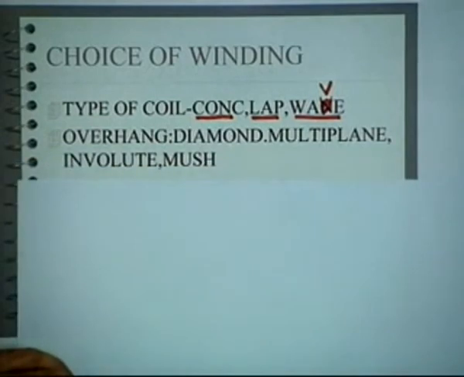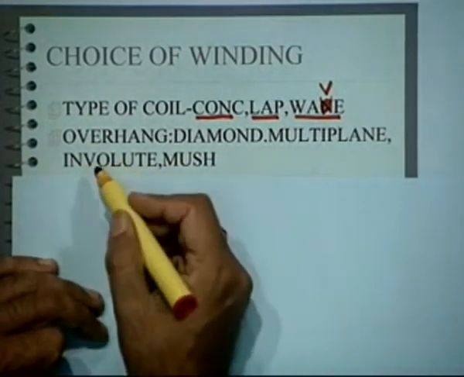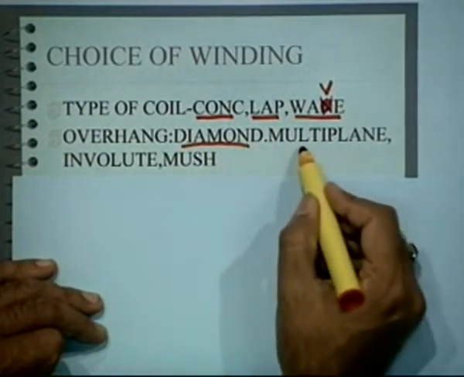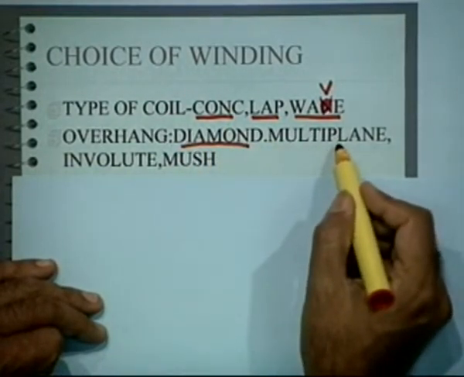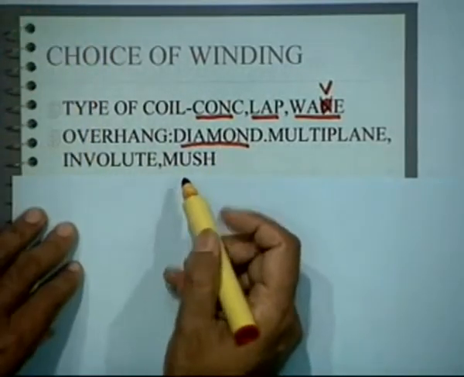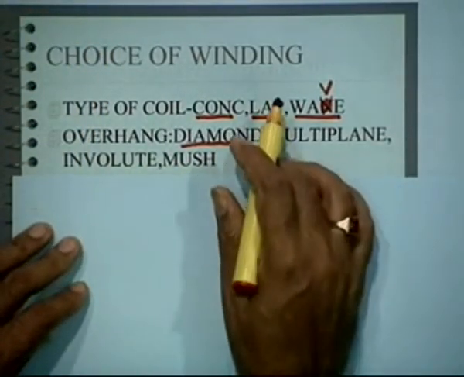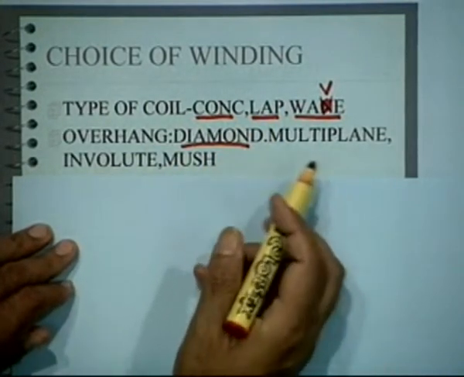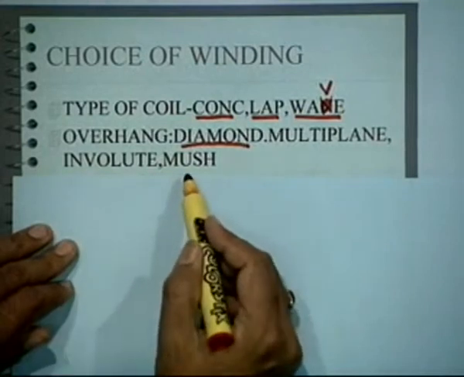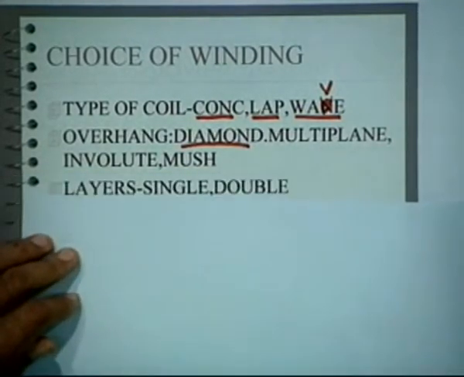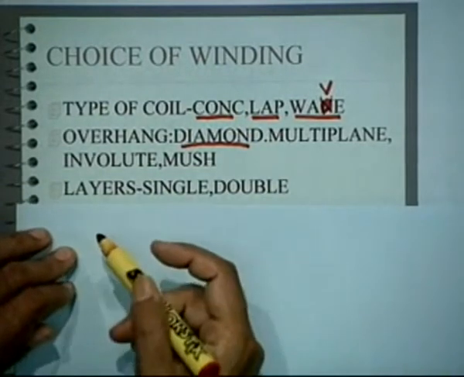Next is overhang. What is the type of overhang? That is the end. There could be diamond shape, multi-plane, single plane, two plane, three plane, or involute, that means it just bends over there, or a mush winding. So, these are the four types of overhang that we have: diamond shape, multi-plane, involute and mush, at the end.